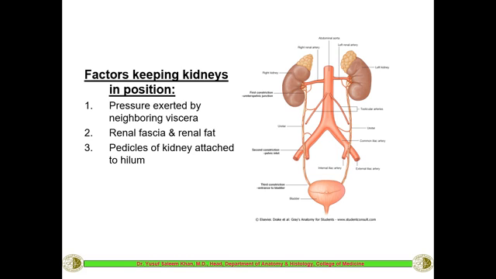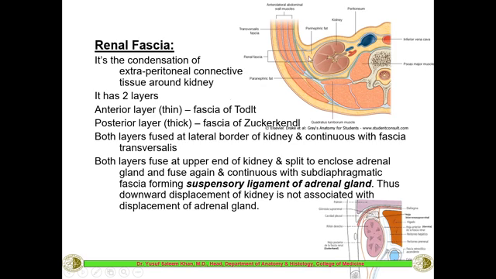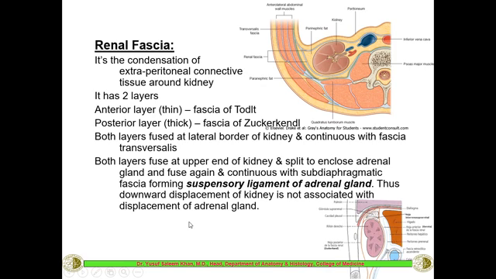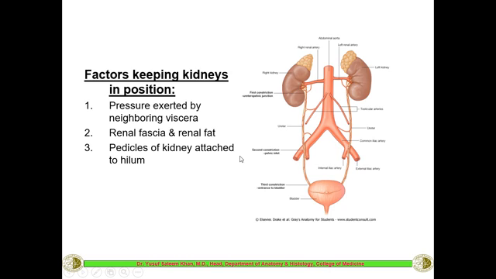The second important factor is the renal fascia, which we already studied. As you have seen, the anterior and posterior layers of the renal fascia continue on the lateral side as well as in the upper region, forming the suspensory ligament of the adrenal gland. So this renal fascia, as well as the renal fat around it, keeps the kidney in position. And the third, which is the weakest and least important, is the pedicles of the kidney.